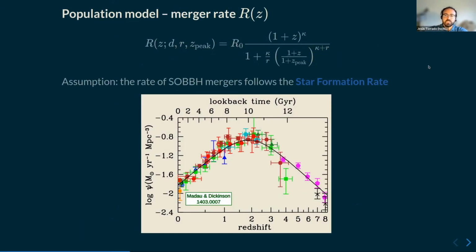So for the merger rates, we do what is usual in the field, which is following the star formation rate. Obviously, this is not true. At least there must be some delay between the formation of stars and the formation of stellar origin black holes, but to the level of precision that we will probably be managing with LISA, and at least for a few decades, this is probably enough.